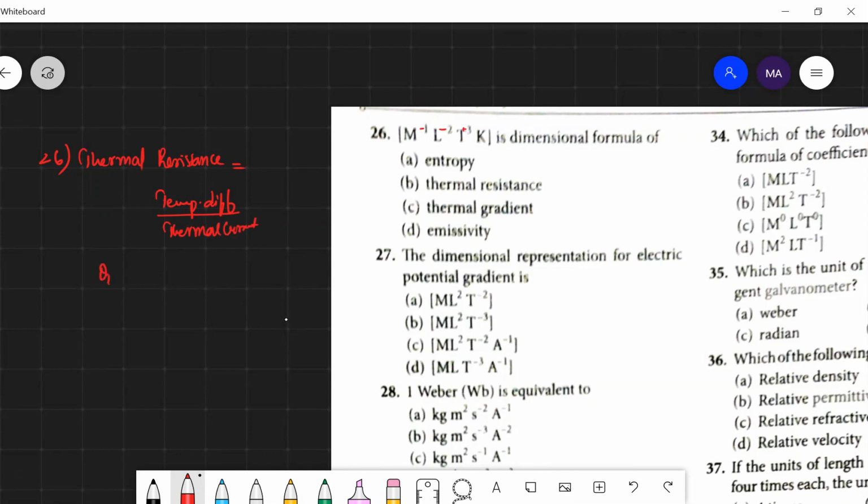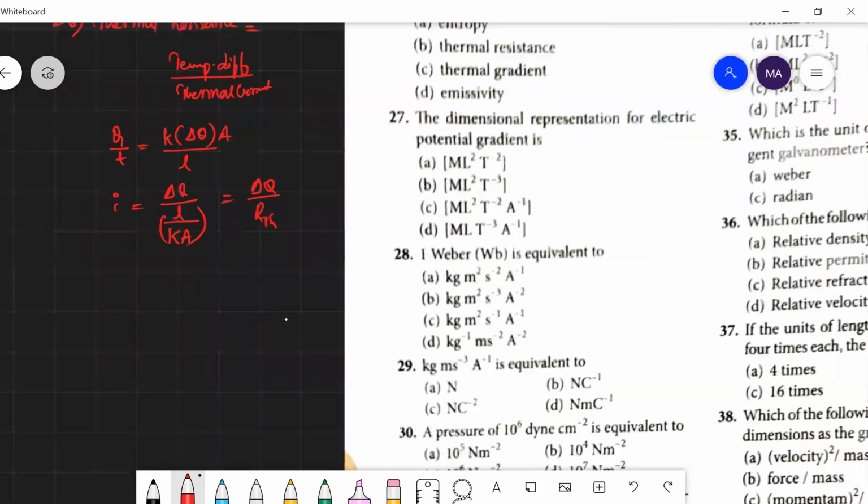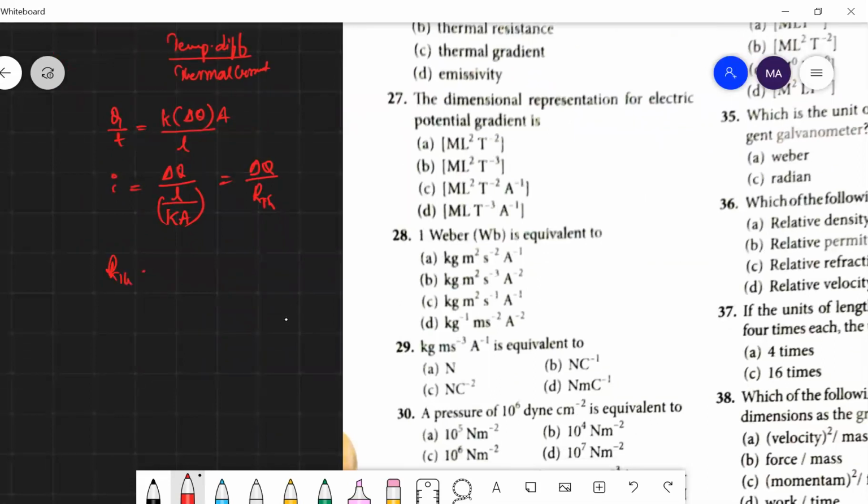See, this is Q by t is equal to K into temperature difference delta T divided by L, also with area of cross section. So Q by t is nothing but current. So I can write this as temperature difference by L by K into A. This L by KA is known as thermal resistance R. So R thermal resistance is equal to delta theta, temperature difference, divided by current.